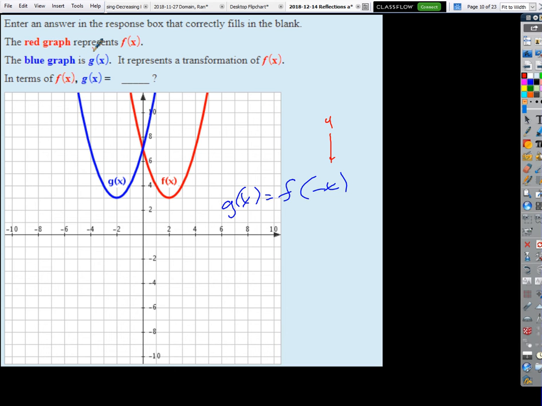Yes, sir? Would it be bad if you just translated it to the left instead of reflecting it? Well, if the question is, can you represent that reflection with the translation? Yeah, you can. But here's why that doesn't work. Because if you have names for the points, they're going to change.